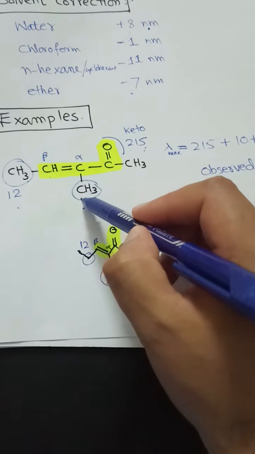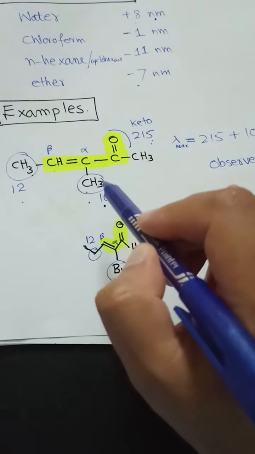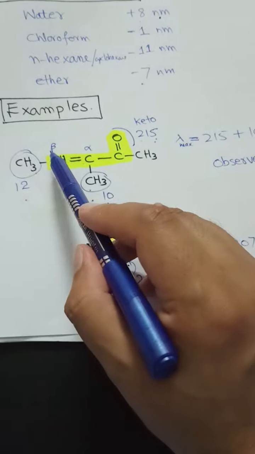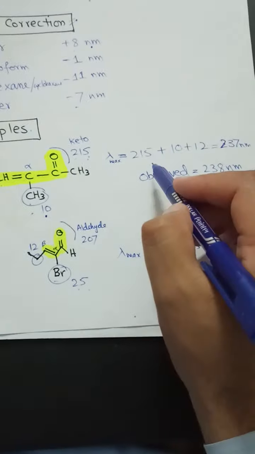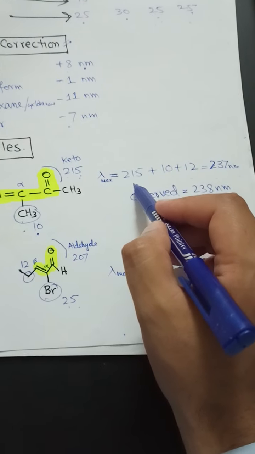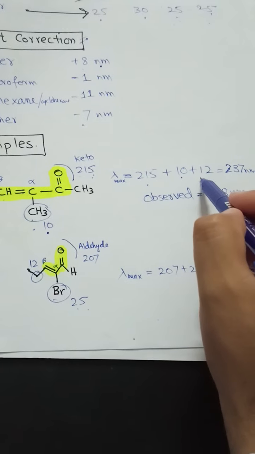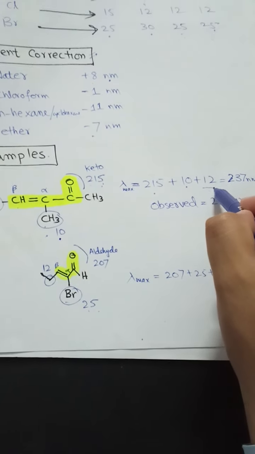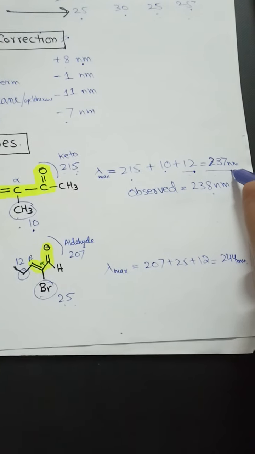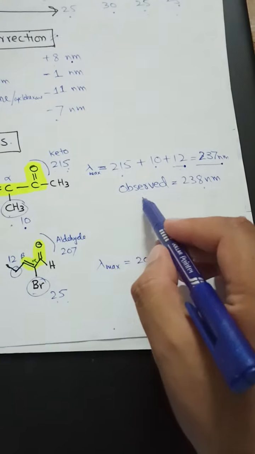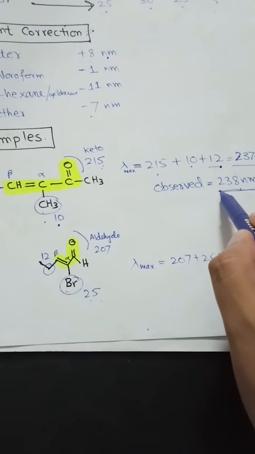At alpha position there is an alkyl methyl group which gives 10 nanometer extension, and at beta the 12 nanometer will be added to the base value. So the value will be 215 nanometer, which is the base value, plus 10 nanometer for alpha position, plus 12 nanometer for the methyl group at beta position. So the value will be 237 nanometer, and experimentally it was observed that for this compound the value is 238 nanometer.